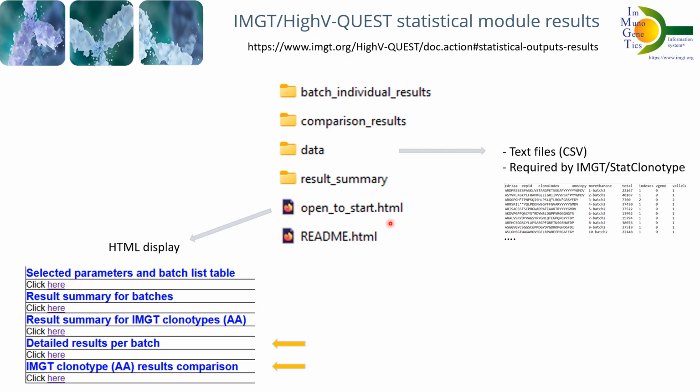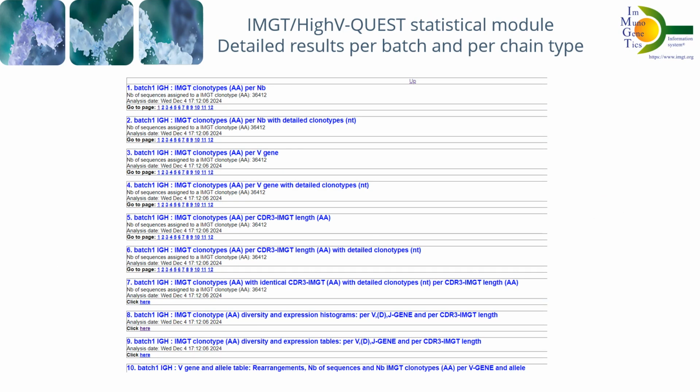You may open the Open to Start HTML file to browse the results through a web interface, and we will focus on the detailed results per batch and on the IMGT clonotype AA comparison. The directory containing the detailed results per batch and per chain type provides several displays of the list of the IMGT clonotype AA and NT and the display of the immunoprofiles as histograms.